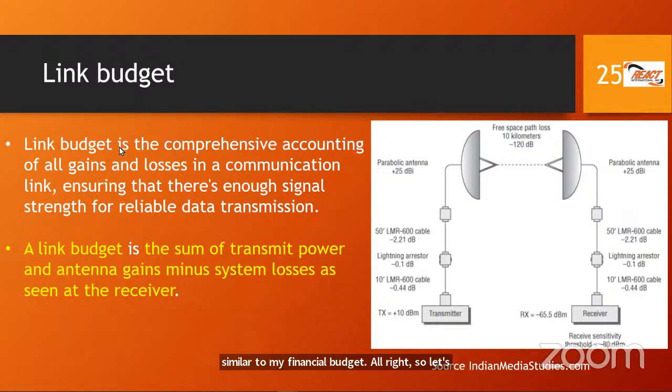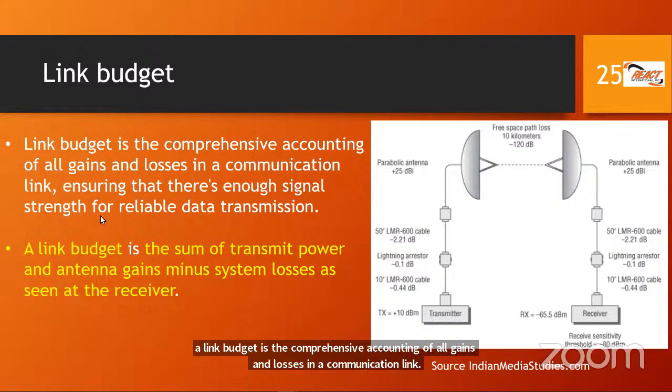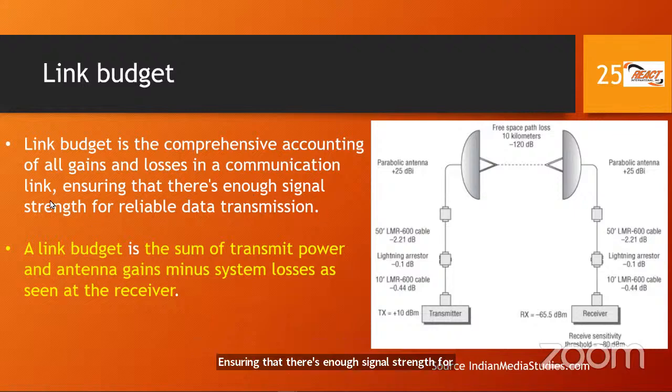But before we go to that, so link budget is the comprehensive accounting of all gains and losses in a communication link, ensuring that there's enough signal strength for reliable data communication, right? So link budget. A link budget for the exam is the sum of transmit power and antenna gains minus system losses as seen at the receiver. So as seen at the receiver. So this is the formal definition for the exam, right?